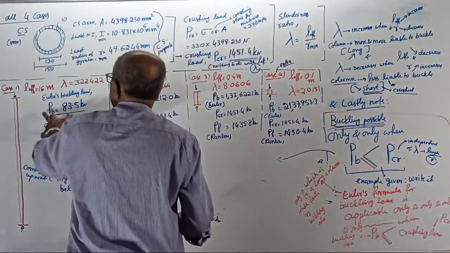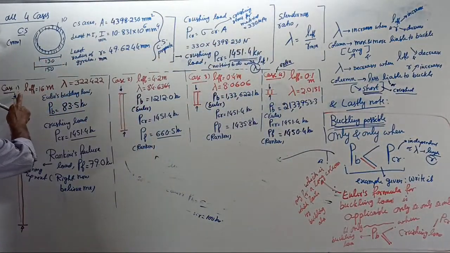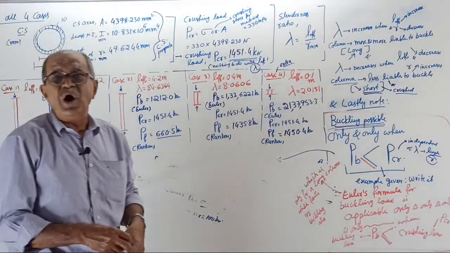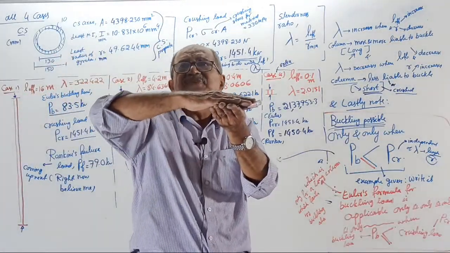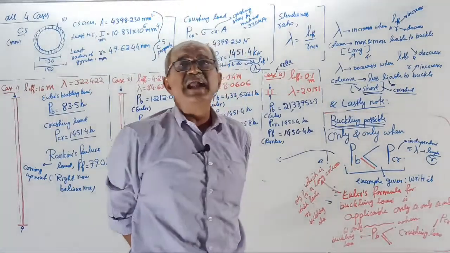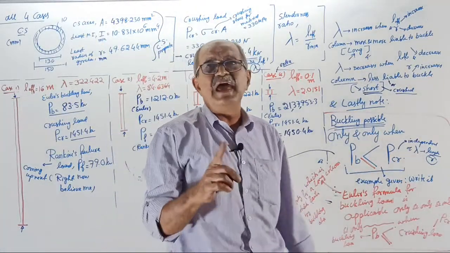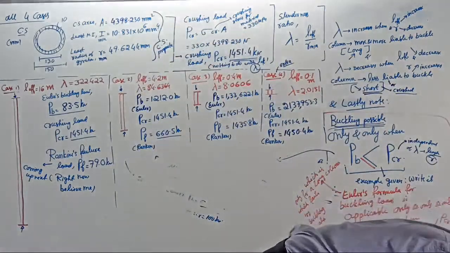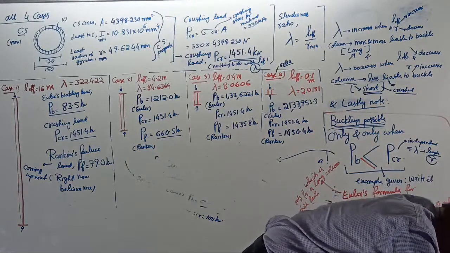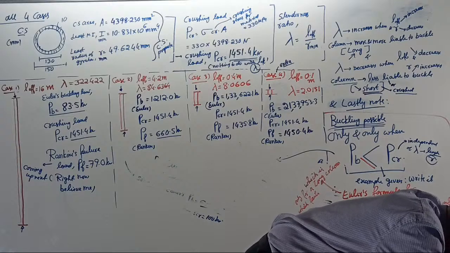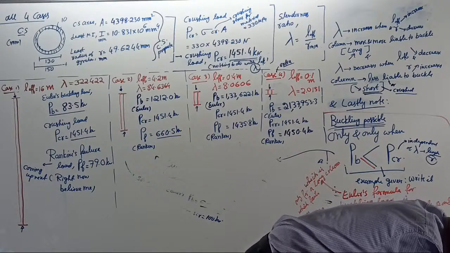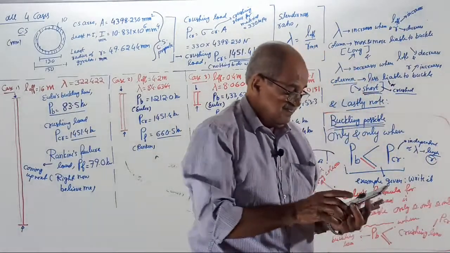See, now, come here. Your case 1, effective length 16 meter. See here, lambda came 3, and one thing you remember: buckling is possible when lambda is high or low? Slenderness ratio. Buckling will take place only when lambda is high. It's common sense. Slender column, high.